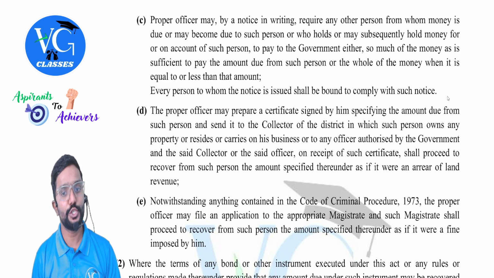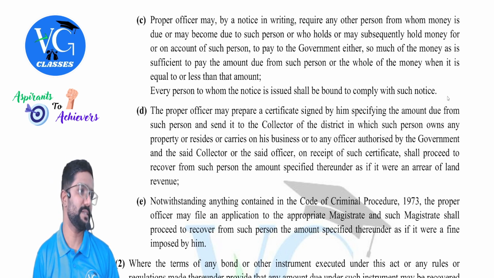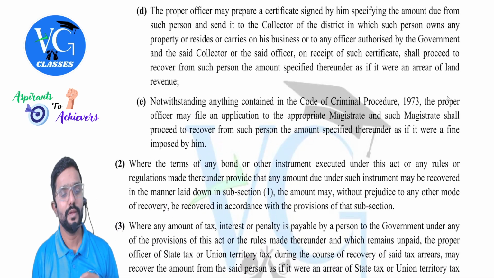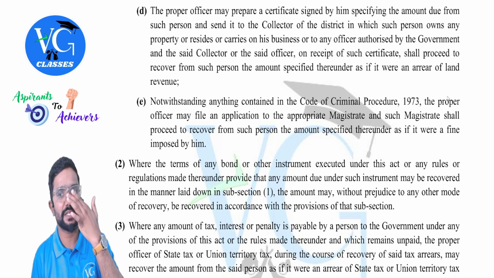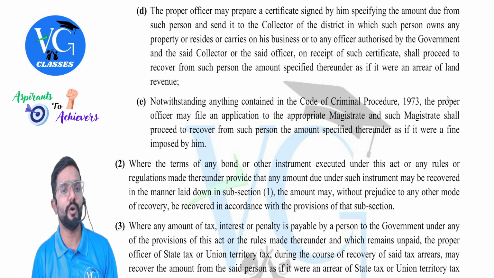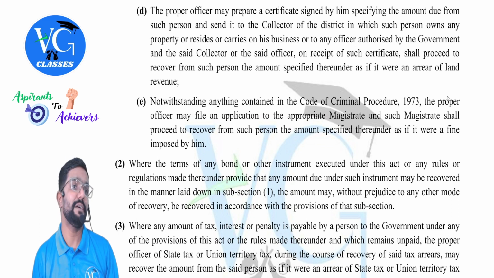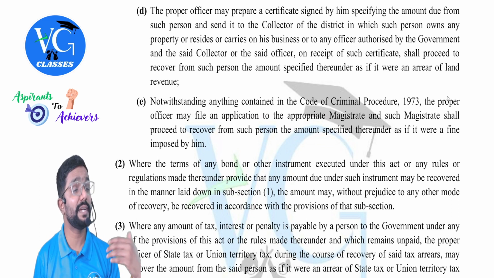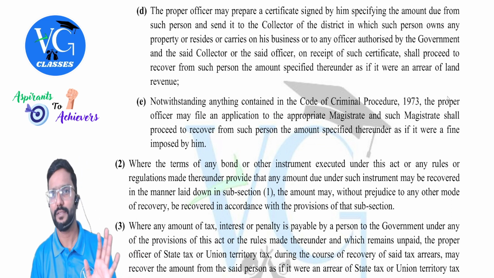Every person to whom a notice is issued shall be bound to comply with such notice. Now, whatever notice is issued to Ullas, should he be bound to it? Yes. Clause D. The proper officer may prepare a certificate signed by him specifying the amount due from such person and send it to a collector of the district in which such person owns any property or resides or carries on his business, or to any officer authorized by the government, and the said collector or the said officer on receipt of such certificate shall proceed to recover from such person the amount specified therein as if it were an arrear of land revenue. Now, normally the local government will be collecting the property tax. Yes, property tax.